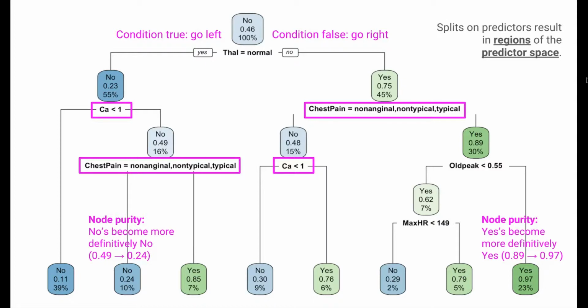Terminology that we'll use going forward is that splits on predictors result in subsets or regions of the predictor space, where predictor space generally describes all of the combinations of predictor values. Regions describe particular combinations of these predictors.